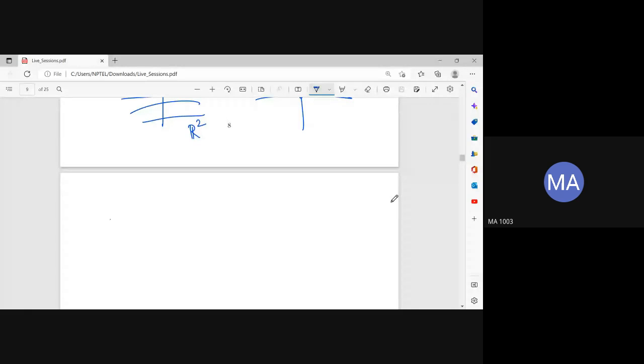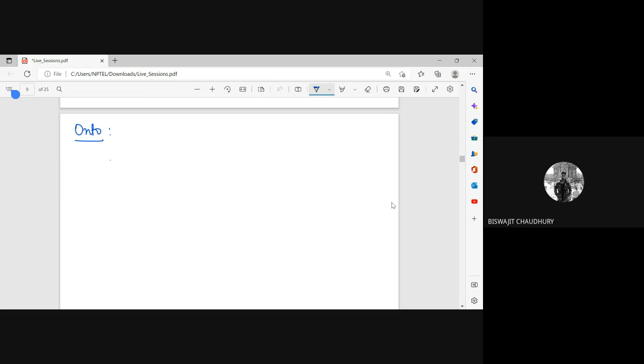So I hope the one-to-one map is clear to everyone, right? Yes. Okay. What is an onto map? What is an onto function? When do you say a function is onto? When the codomain is equal to the range.